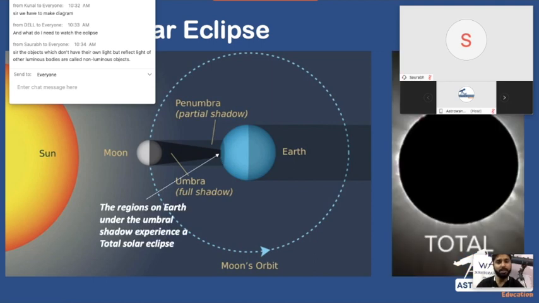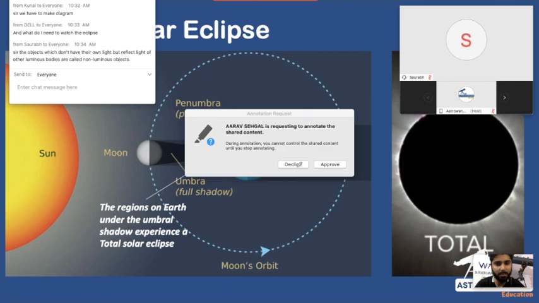The region over which the umbral shadow of this moon is falling, especially this particular region, will observe the total eclipse. I'm not talking about just this position, but this umbral shadow will move with the rotation of the earth. So it will have its own path.